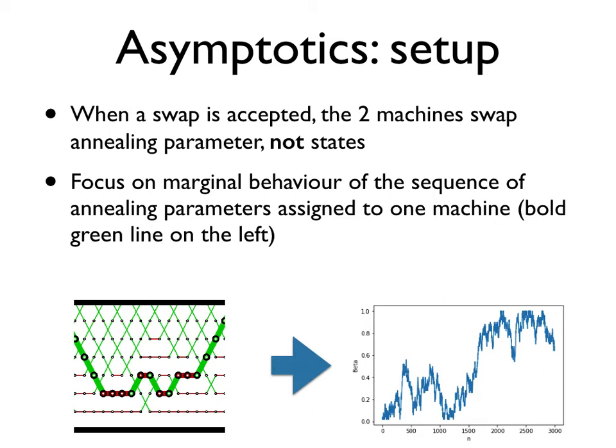Just to give you a bit more detail on the setup of this asymptotic regime that we consider. As I mentioned before, when a swap is accepted, the two machines can swap annealing parameters instead of states. For practical implementation, that's much more efficient because this has a constant cost, whereas the state could be very large. But this also gives us a perspective on the behavior of PT, where we can ask, what is the sequence of annealing parameters that is visited by one machine? This corresponds to basically the bold line in this figure that I've shown earlier. And now we can ask, what is the distribution over this path as big N goes to infinity?